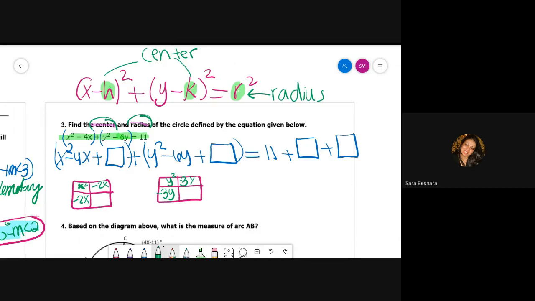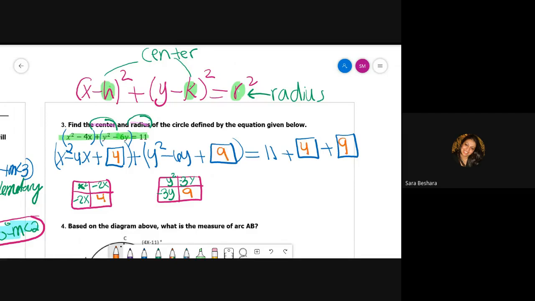Now, your magic number is really what goes here. So the magic number is really these two numbers together: negative 2 times negative 2 is 4. Negative 3 times negative 3 is positive 9. Your magic number is always positive. So 4 will go here and again here. The 9 will go here and again here.